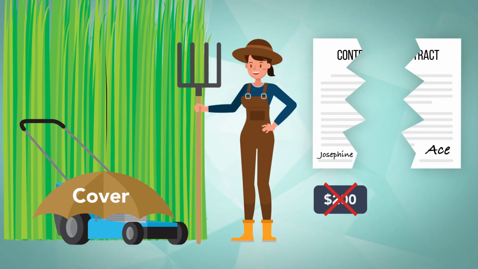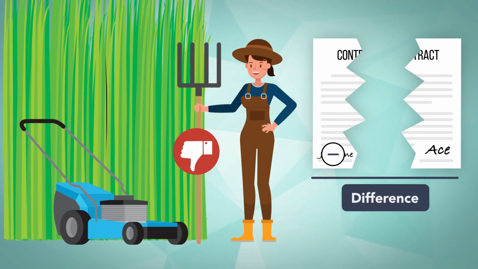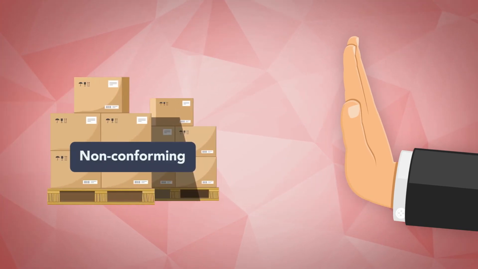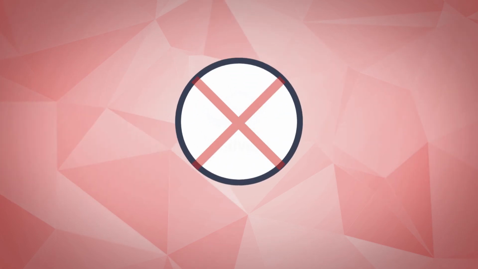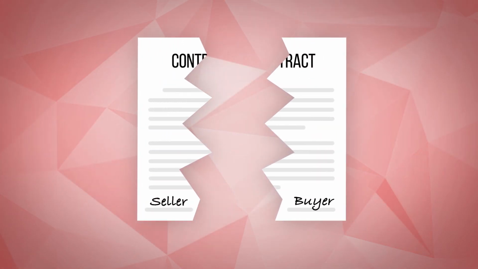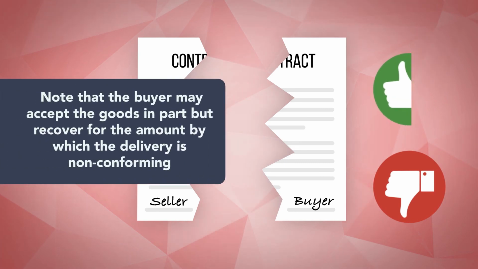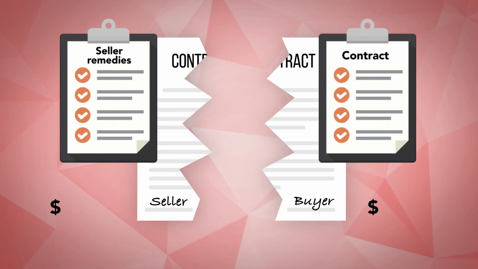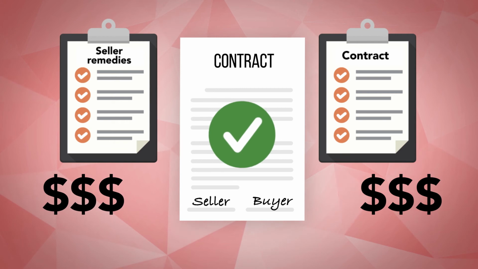cover opportunity. If the buyer is unable to cover or chooses not to, she may recover the difference between the contract price and the market price of the goods. Similarly, upon rejection of non-conforming goods, the buyer can recover general damages. If the seller has not yet delivered the goods and is in breach, then the buyer may cancel the contract. Note that the buyer may accept the goods in part, but recover for the amount for which the delivery is non-conforming. As with the seller's remedies, the damage amount should put the buyer in the same economic position that she would have occupied had the contract been properly performed as agreed.